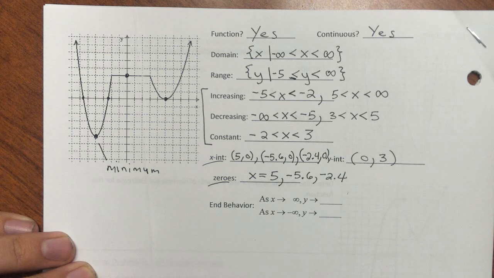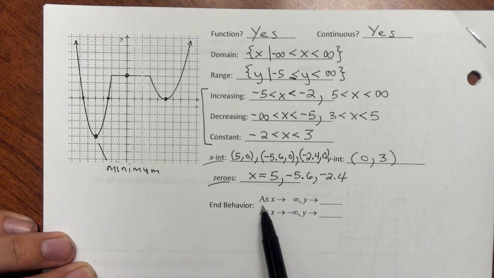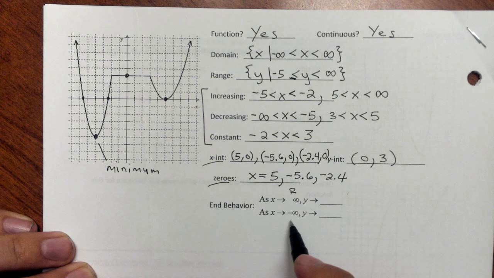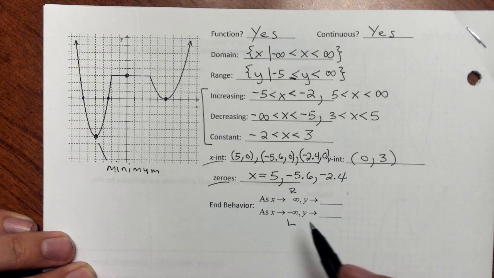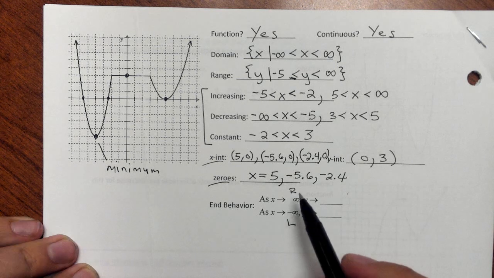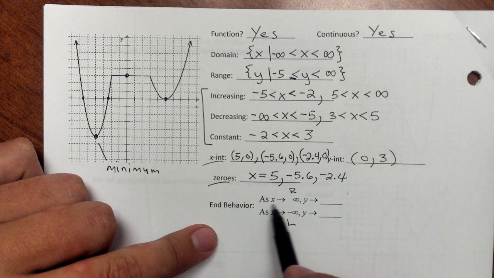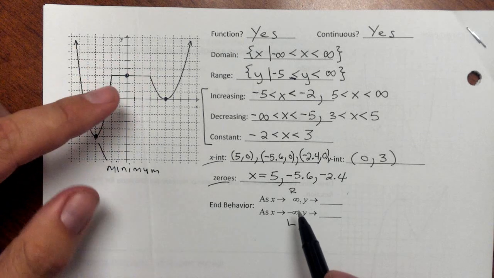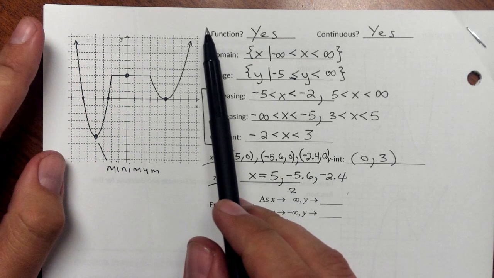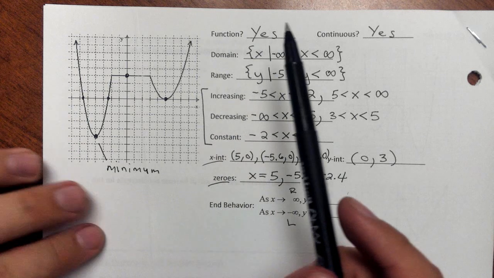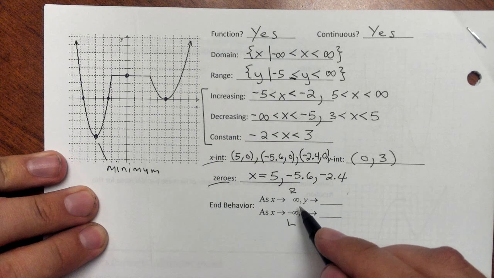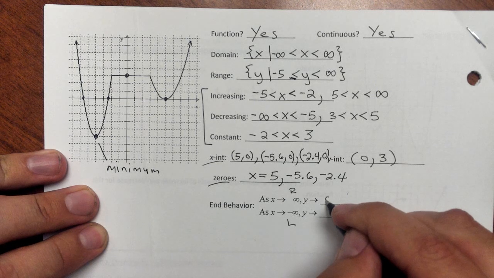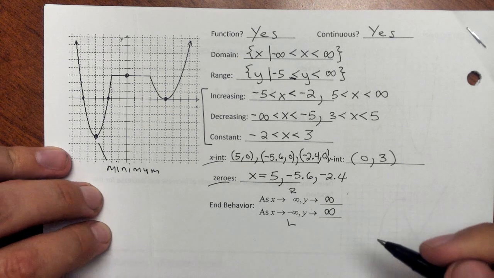Then I have end behavior. I'm asked what happens as x approaches infinity, which again is the right side, and what happens as x approaches negative infinity, which again is the left side. Now again, you need to be able to think about these things individually, but on this graph, we can see on both ends, these arrows are pointing up. So both ends are pointing up, which means for both my end behaviors, as x approaches infinity and as x approaches negative infinity, y is approaching positive infinity.